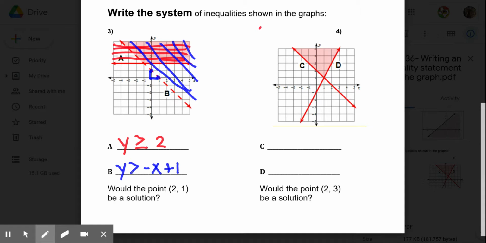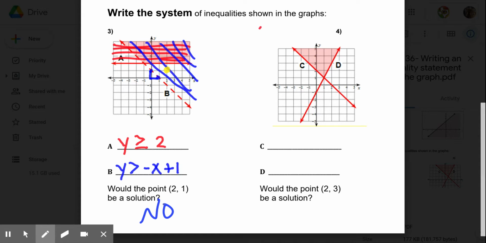And then to answer the question, it says, would the point (2, 1) be a solution? So the point (2, 1) is right 2, up 1, so it's right there. (2, 1) would not be a solution to where it is overlapping. So we're going to say no. All right, letter line C.